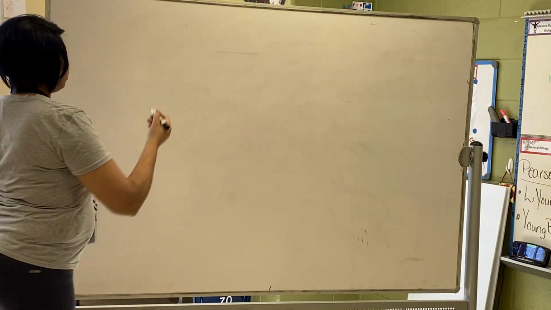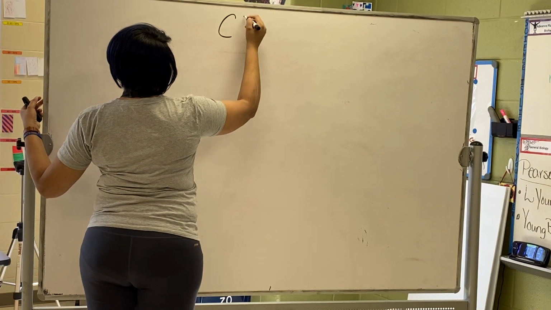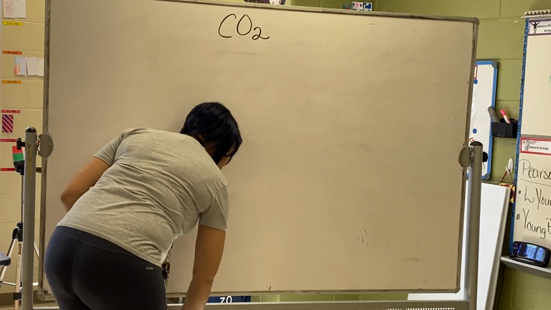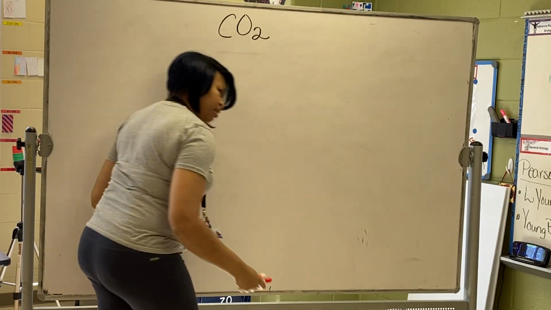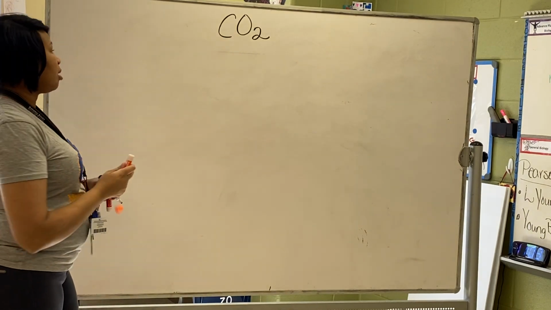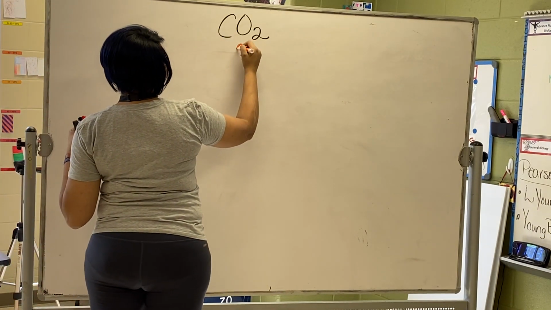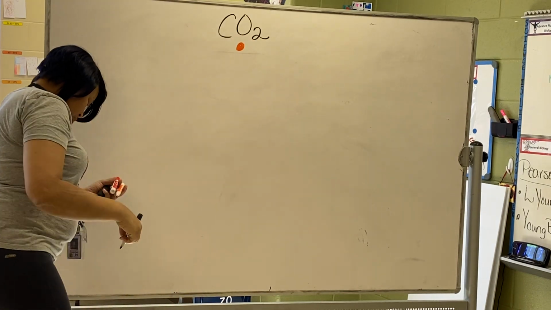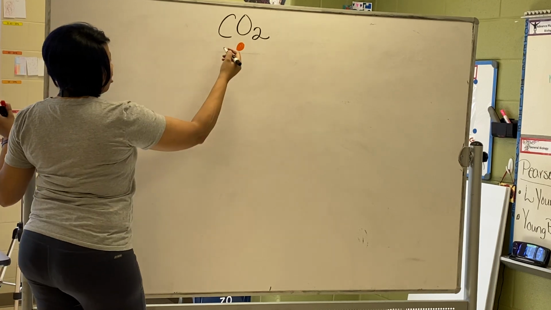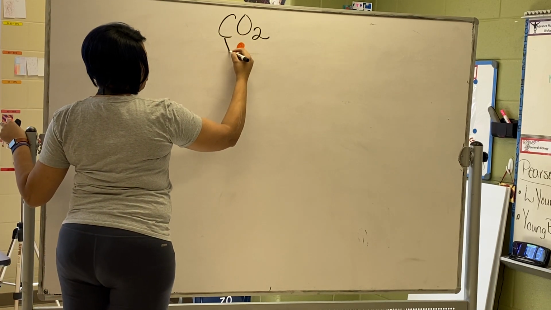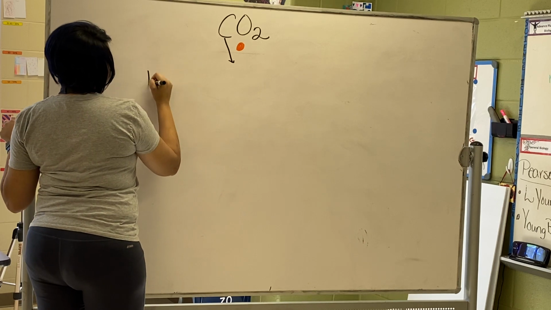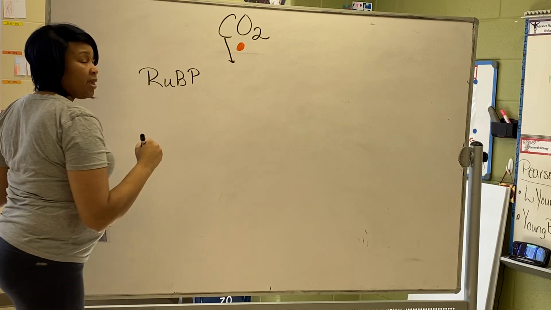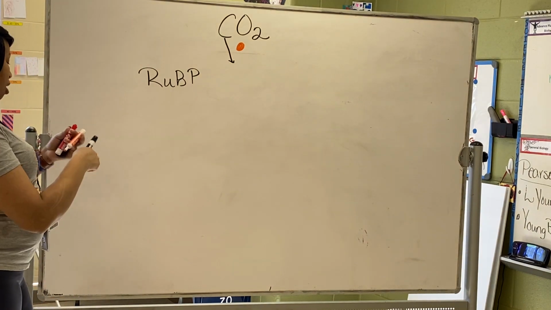Calvin cycle. Carbon dioxide. All right. I'm gonna try to do the carbons. Carbon dioxide is a 1-carbon compound. Carbon's gonna be orange. All right. Carbon dioxide has to bond with RuBP, ribulose 1,5-bisphosphate. That's a 5-carbon compound.